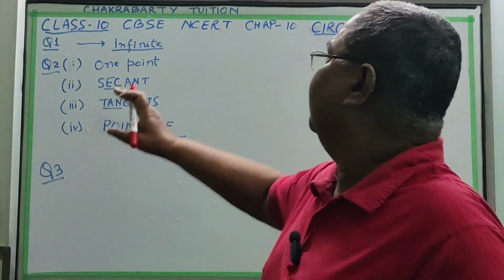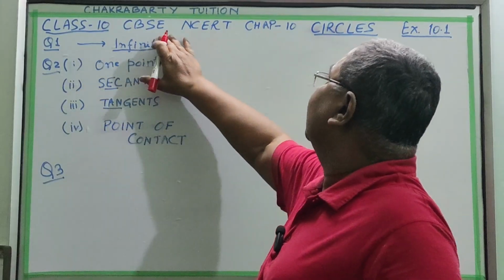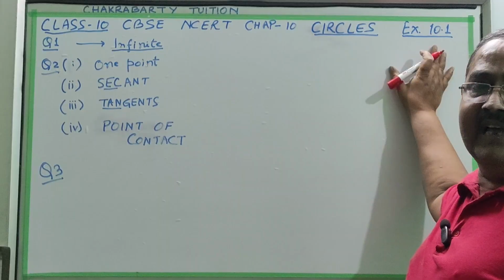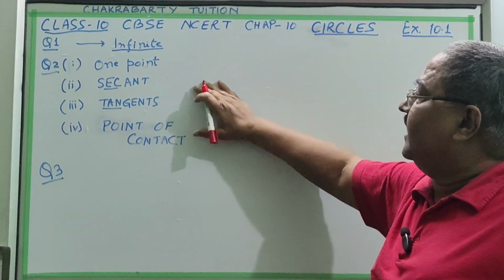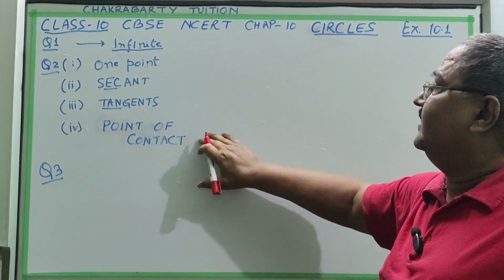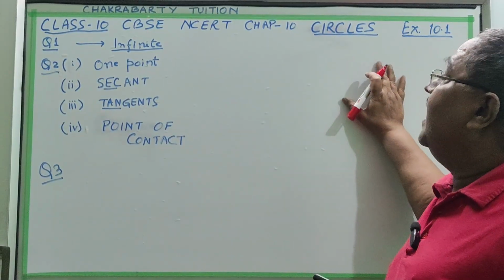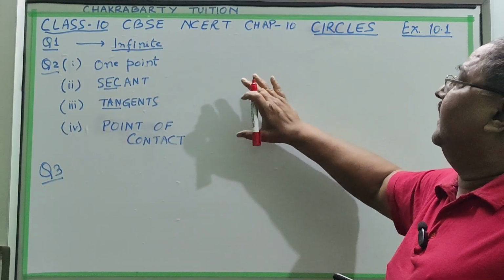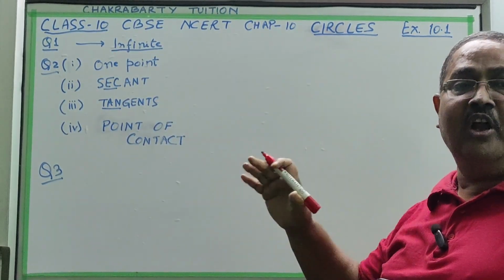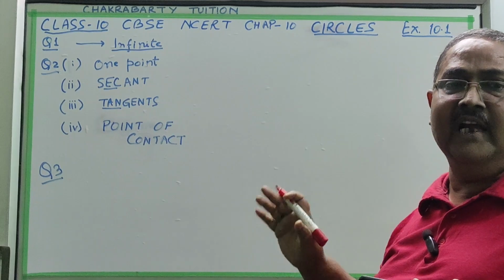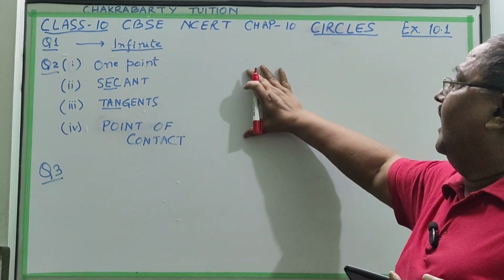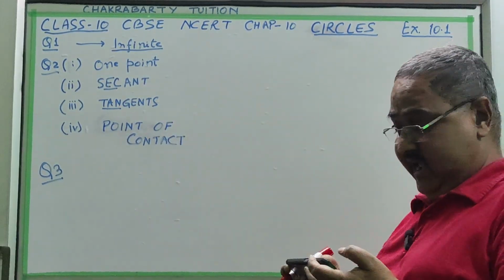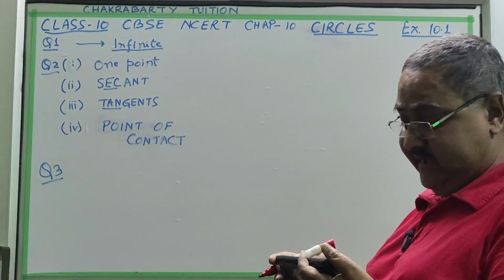Hello students, today we will discuss class 10 CBSE chapter 10 on circles. Here we will discuss exercise 10.1. We will discuss the questions serially, and while solving them I will tell you some basic definitions also, which we will be using further in solving other questions and other exercises. So you should listen very carefully. Now question number 1, exercise 10.1: how many tangents can a circle have?